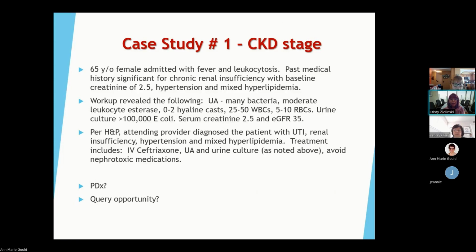Per H&P, the attending provider diagnosed the patient with UTI, renal insufficiency, hypertension, mixed hyperlipidemia. The treatment includes IV ceftriaxone, UA, and urine culture, and avoid nephrotoxic medications. So what is your PDX here? The UTI. Yeah, initially the patient has UTI as documented by the attending.